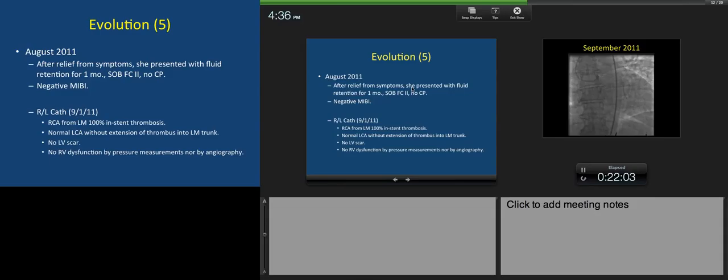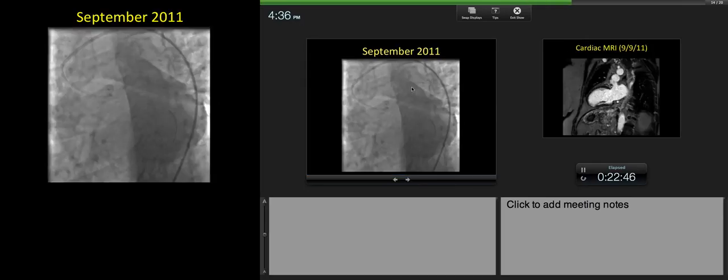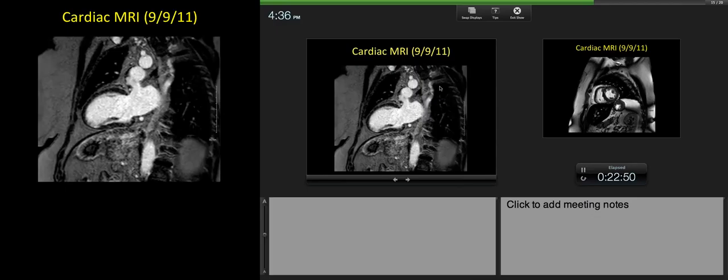Some chest pain and being there are more aggressive. And we discussed for the surgical evaluation, the cardiac MRI was ordered, which showed in the viability study a scar in the inferior apex.